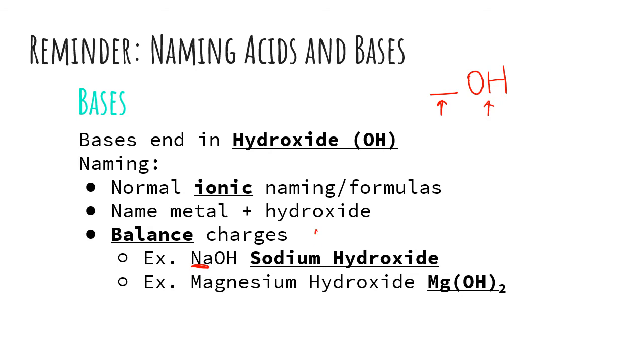Now, hydroxide is a -1 charge. So when we write the formulas, everything is getting balanced with a -1. That's why for this first one, it was just NaOH because it's +1, -1. But for the second one, magnesium is +2, hydroxide's -1. So we had to put that 2 over here outside the parentheses.